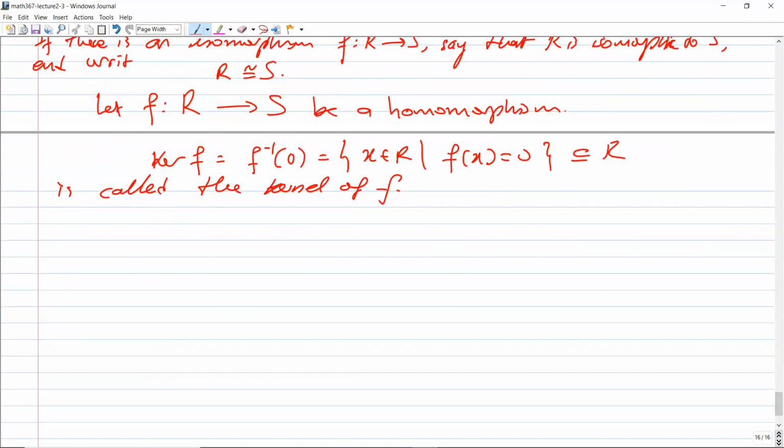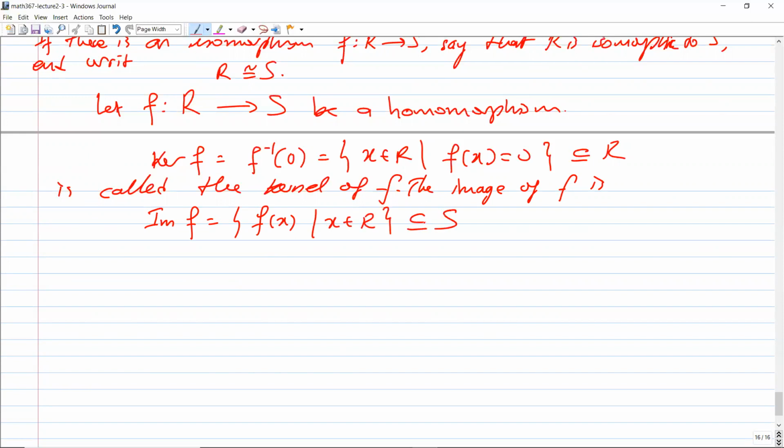And the image of f is, as usual, let's denote it like that. It is the set of all f of x such that x is in R. So this is a subset of S. So here's an example of this kernel of f.